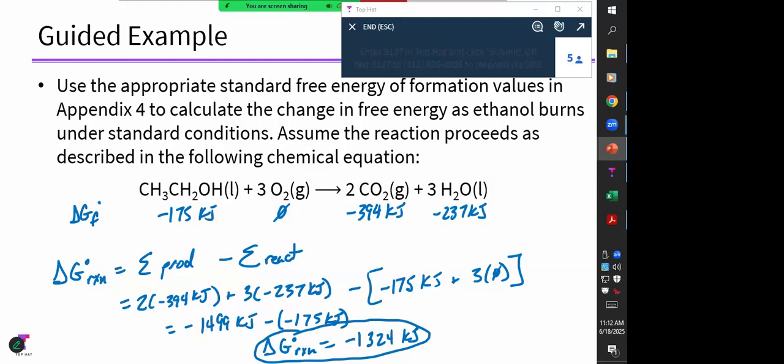So this reaction is very, very spontaneous, which shouldn't surprise you. It's a combustion reaction. In addition to being highly spontaneous, it's also highly exothermic, which is probably the main driving force there. All right, any questions here?